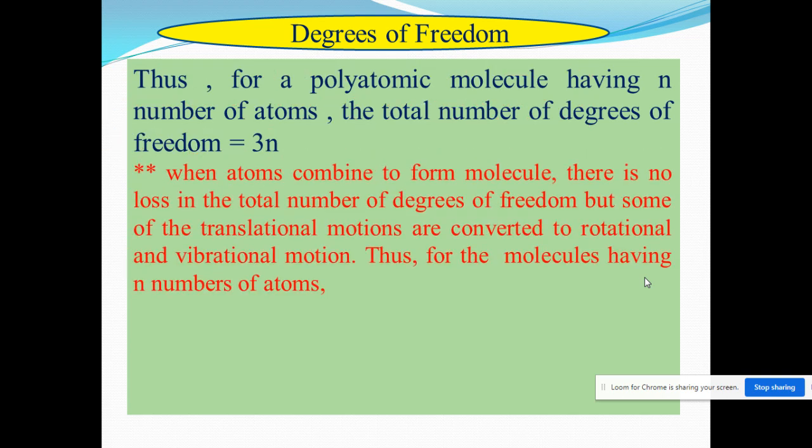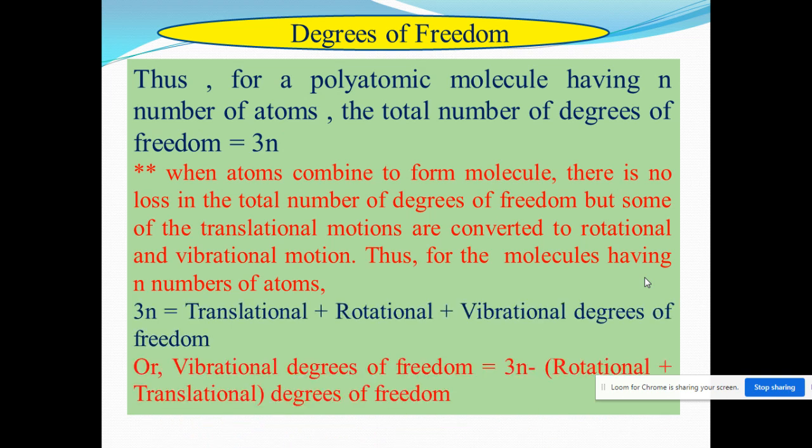When atoms combine to form a molecule, there is no loss in the total number of degrees of freedom, but some of the translational motions are converted to rotational and vibrational motion. Thus, for molecules having n number of atoms, 3n is equal to translational plus rotational plus vibrational degrees of freedom, or vibrational degrees of freedom is equal to 3n minus (rotational plus translational) degrees of freedom.